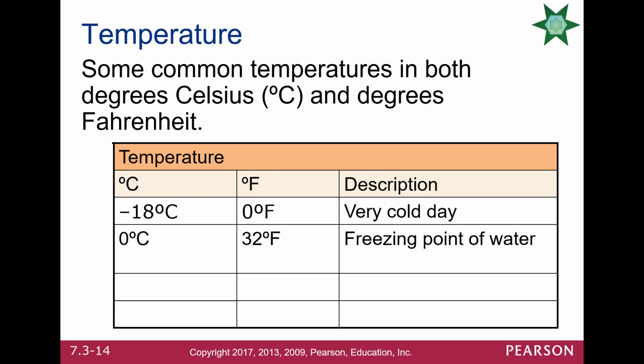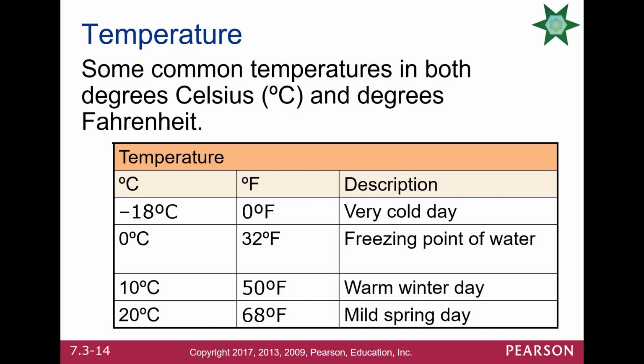Just for sake of comparison, if it's 0 Celsius, it's 32 Fahrenheit. If it's 20 Celsius, it's almost 70 degrees. It's a really nice spring day. Typically, a hotel room would be set at 21 degrees Celsius, which is 70 degrees.